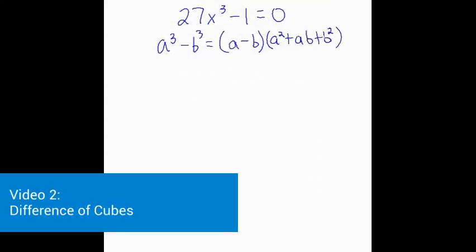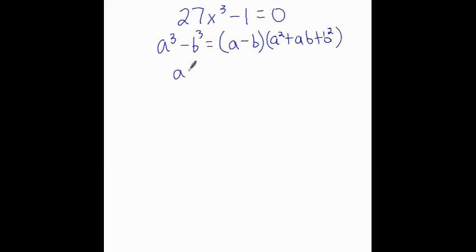So let's go ahead now and give a difference of cubes a try for this video. So again, a will be the principal cube root of the first term, which will be 3x, and then b will be equal to 1. So we get 3x minus 1 times a squared would be 9x squared, and then plus 3x times 1, which is just 3x, plus 1 squared, which is 1.